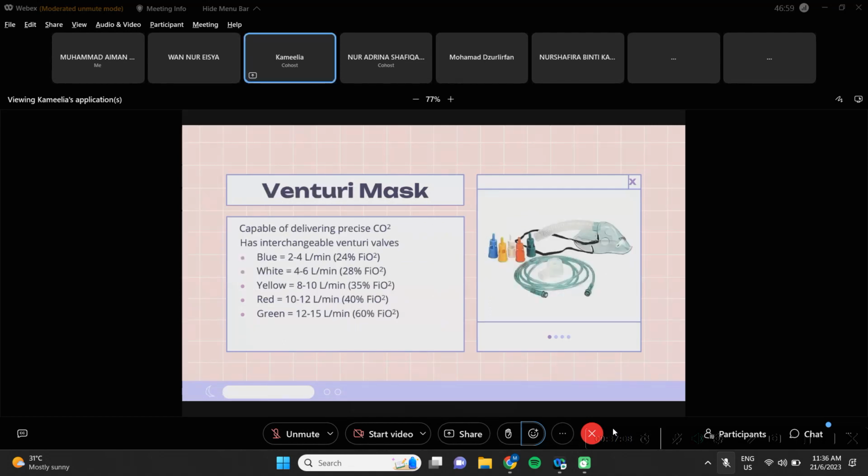This is like simple mask, but it is capable of delivering precise oxygen concentration. So here we have 5 colors: blue, white, yellow, red, and green. Blue can deliver oxygen at 2 to 4 liters per minute. White, 4 to 6 liters per minute. Yellow, 8 to 10. Red, 10 to 12 liters per minute. And green, 12 to 15 liters per minute.